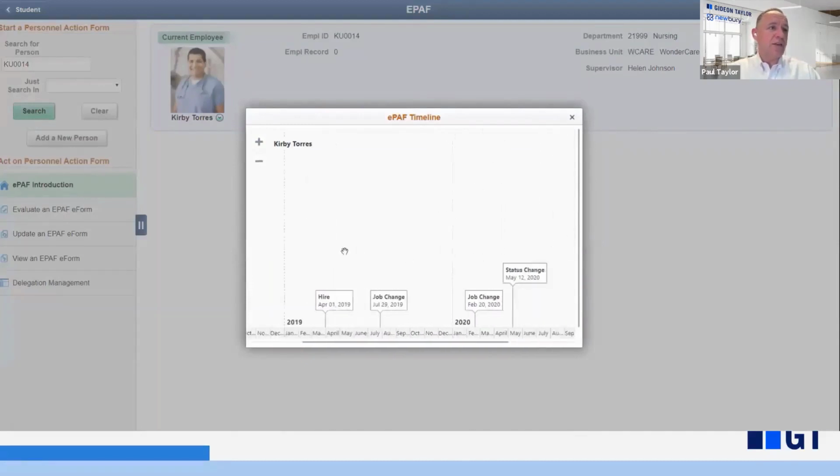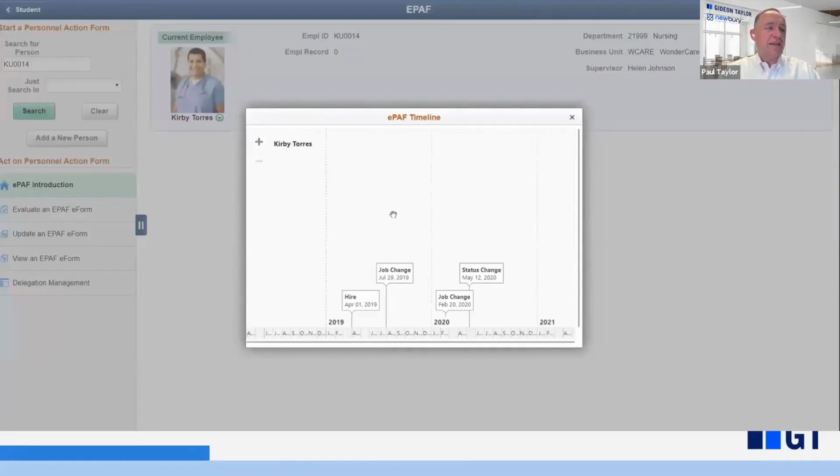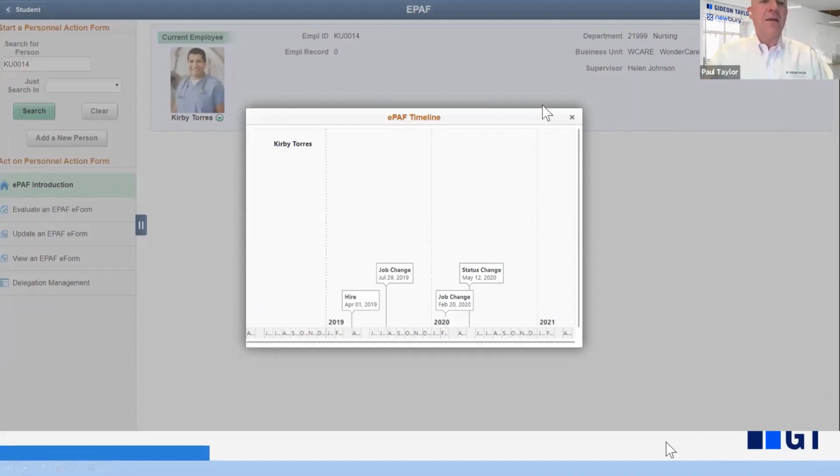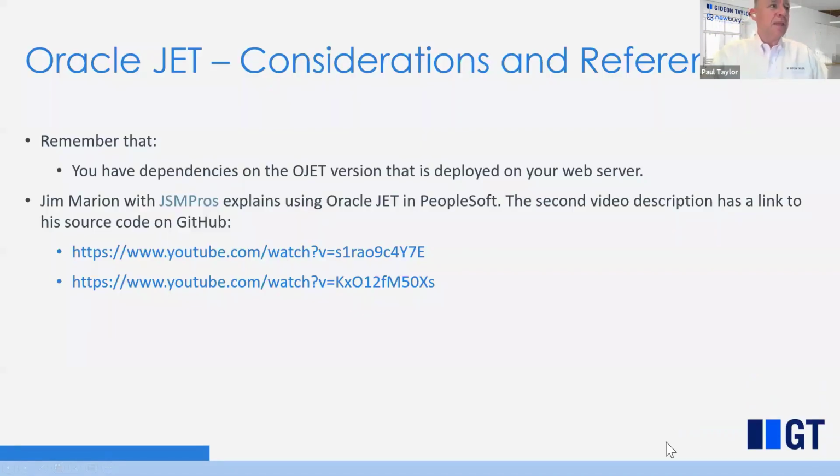I can scroll in or out and see when they were hired, they had some job changes, and a status change was the last one that they saw. So you get this great scrollable visualization that lets you see what's happening and where. And again, all that was done in the course of a few hours, leaning heavily on Jim Marion's notes, which you'll find on his blog, and on the OJET library.